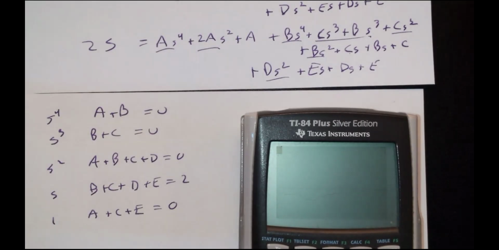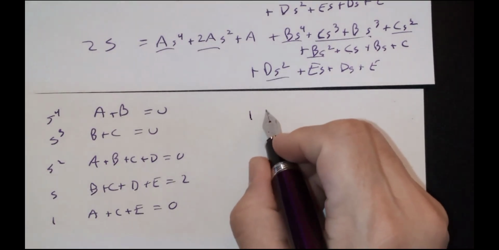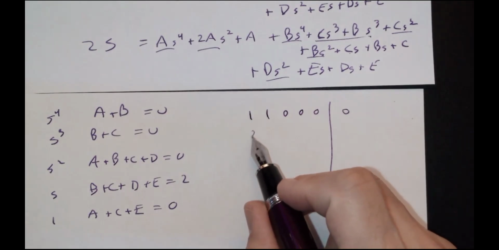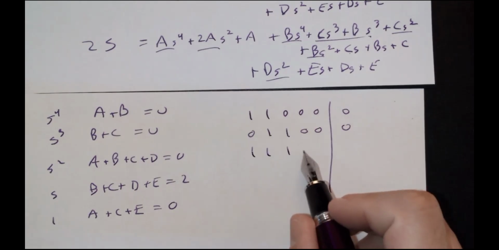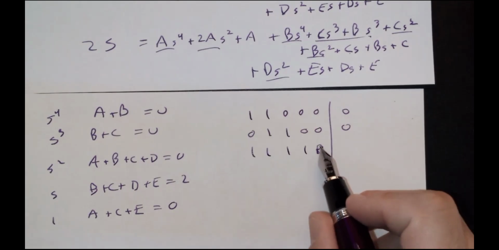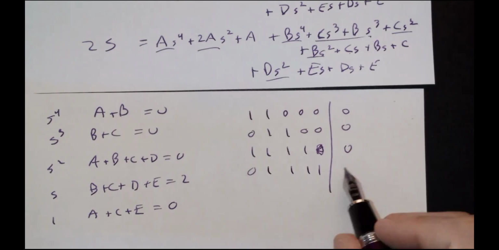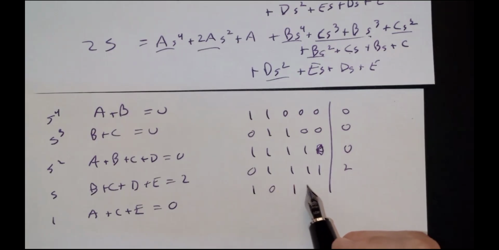Let's make a matrix. It's just easier. A, B, no C's, no D's, no E's equals 0. No A, B, C, no D, no E equals 0. A, B, C, D, no E's equals 0. B, C, D, E, no A equals 2. A, no B, C, no D, E equals 0. Gauss-Jordan time.